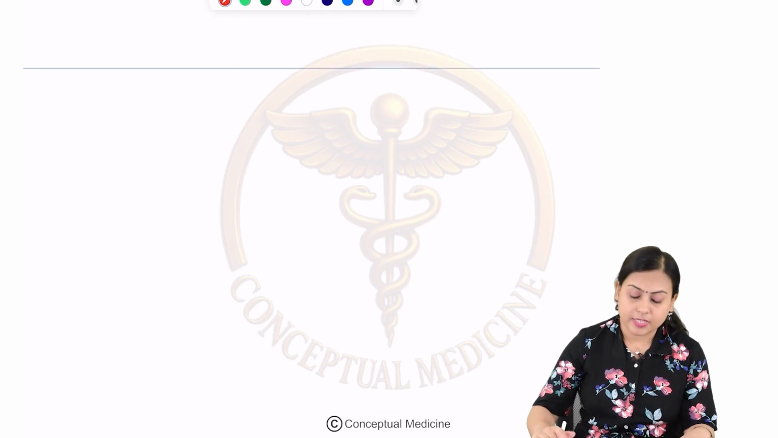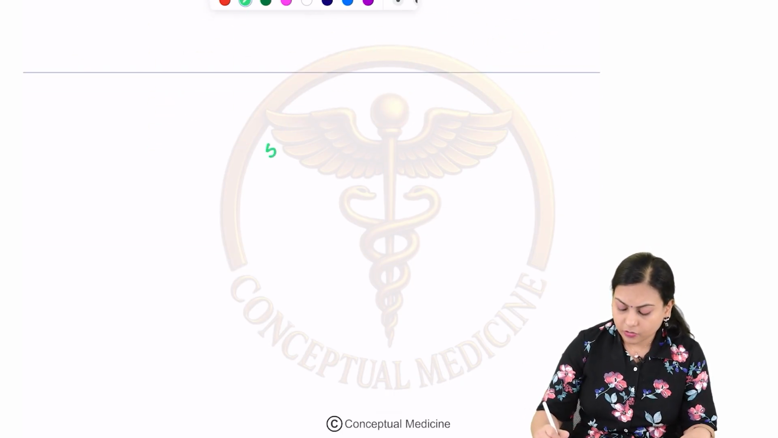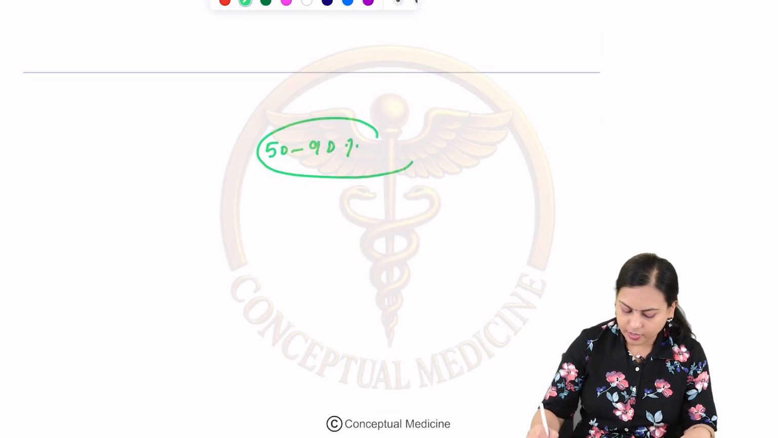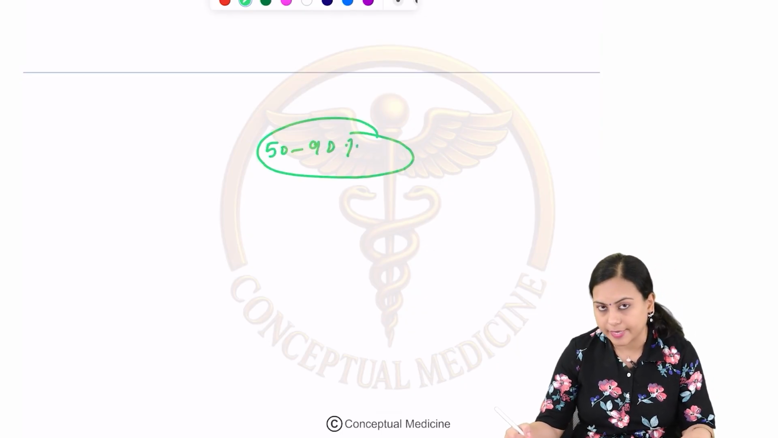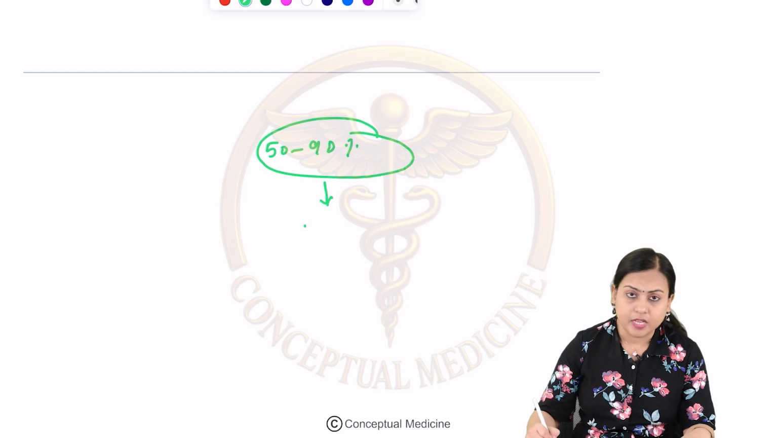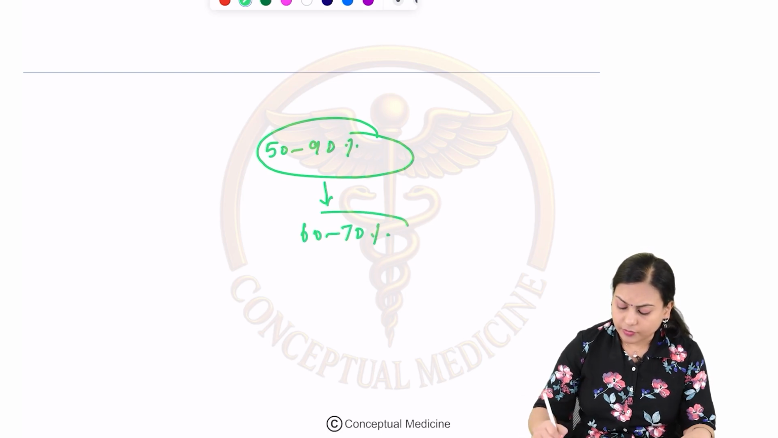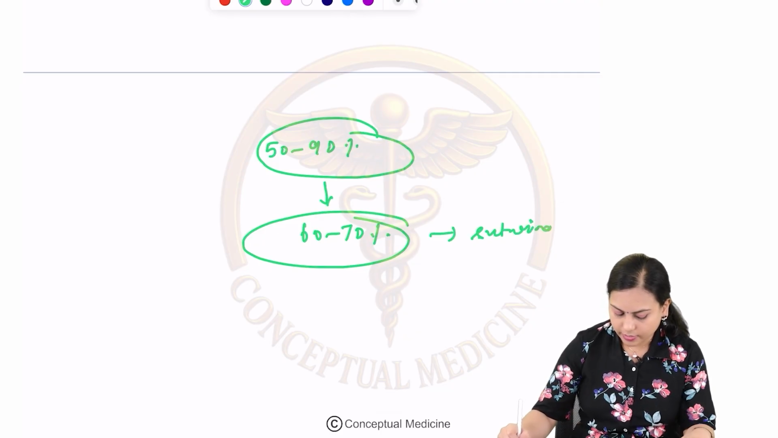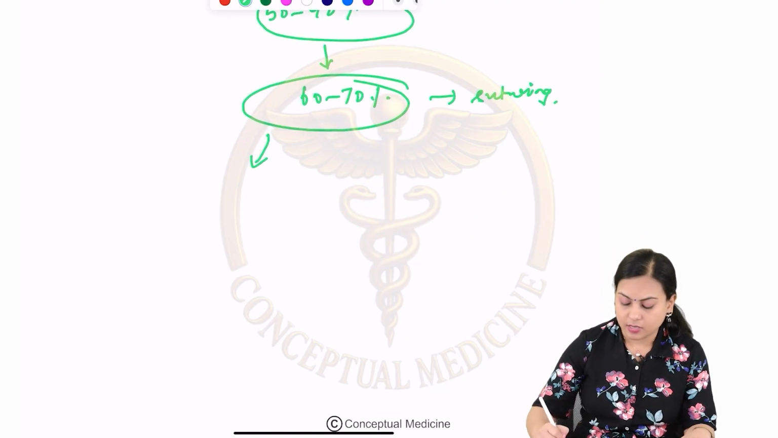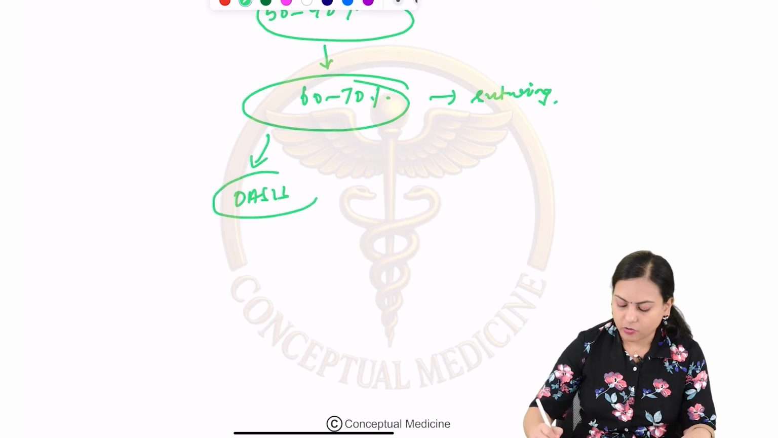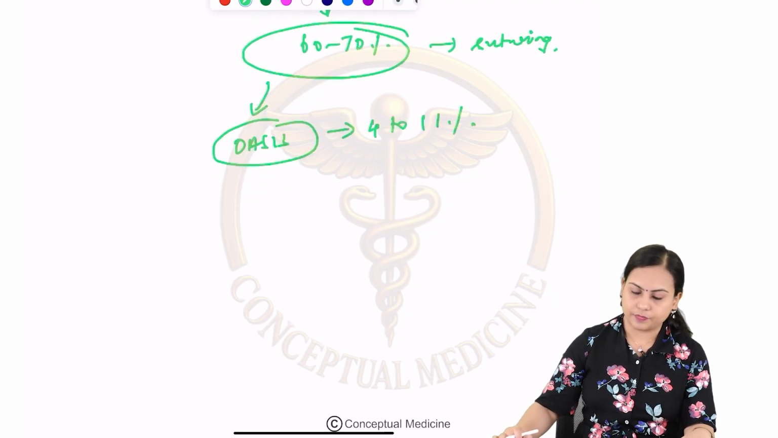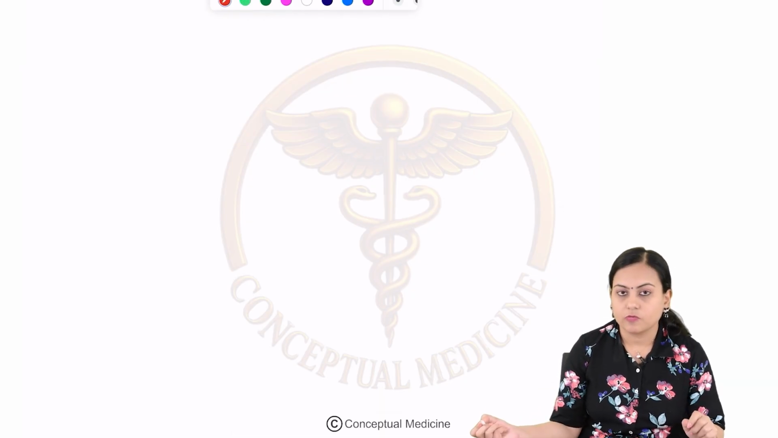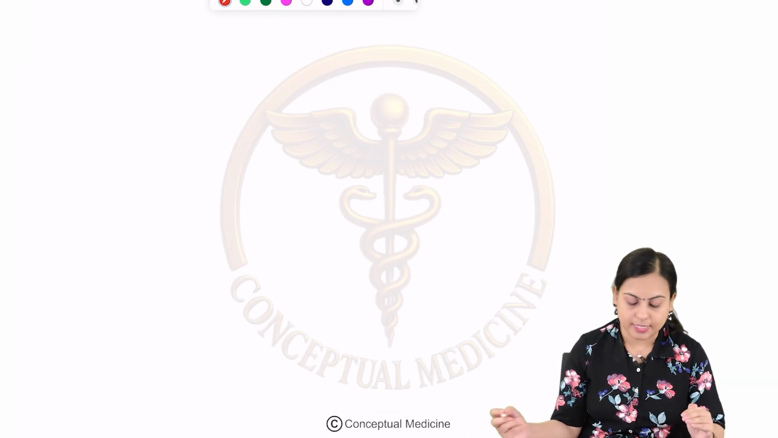Now, if we see, nearly 50 to 90% of women experience some form of perineal tear, and among them nearly 60 to 70% of the women are going to require repair by suturing, right? And among these, OASIS is going to contribute about 4 to 11% of the perineal tears, right? Okay. Now we will see how we are going to repair a perineal tear.